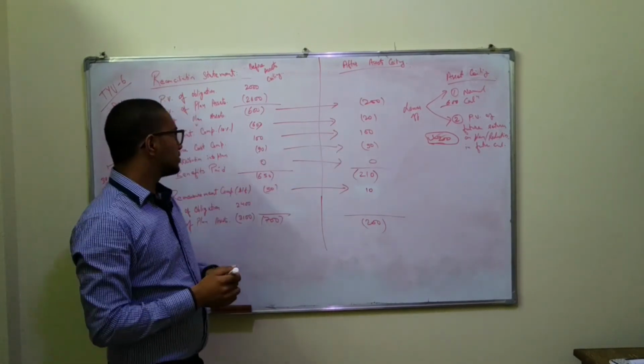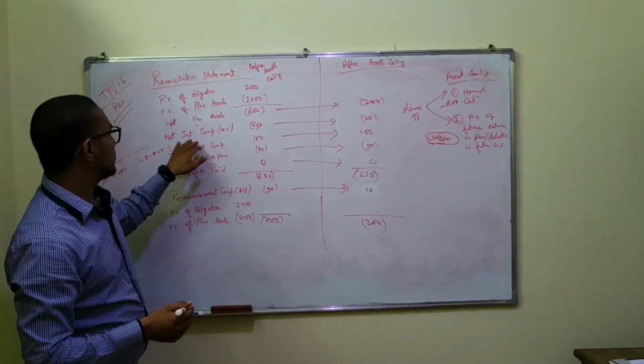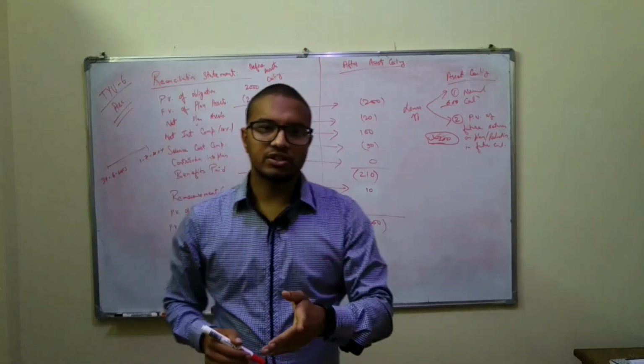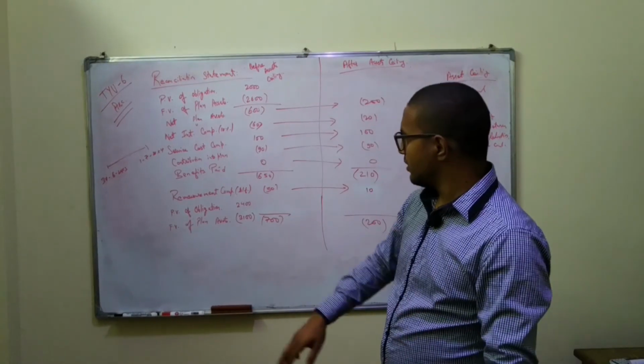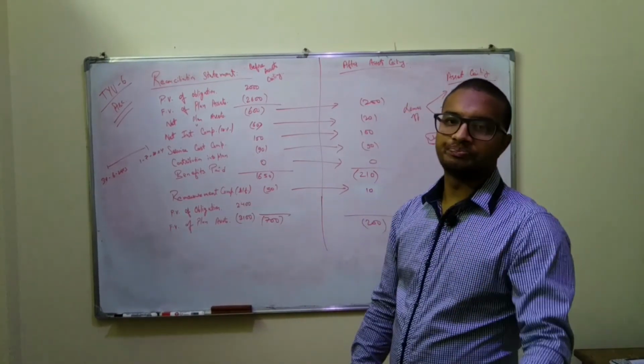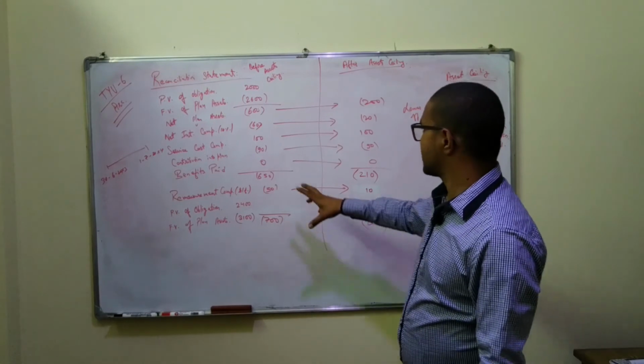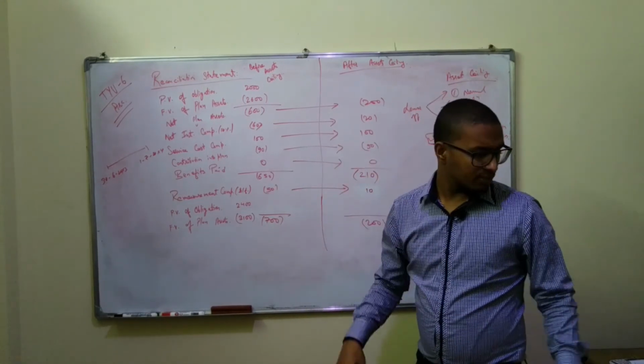And then the adjustments are for the year. So the interest component will go to SOPL, service component cost will go to SOPL, and then the remeasurement component will go into OCI. So that's the gist of this problem.